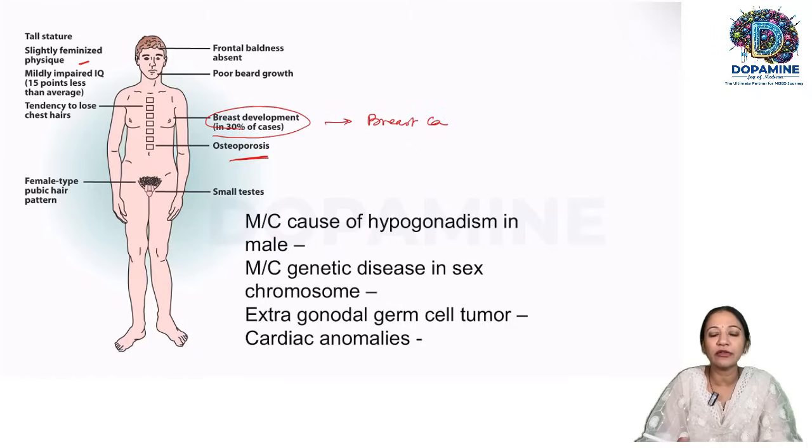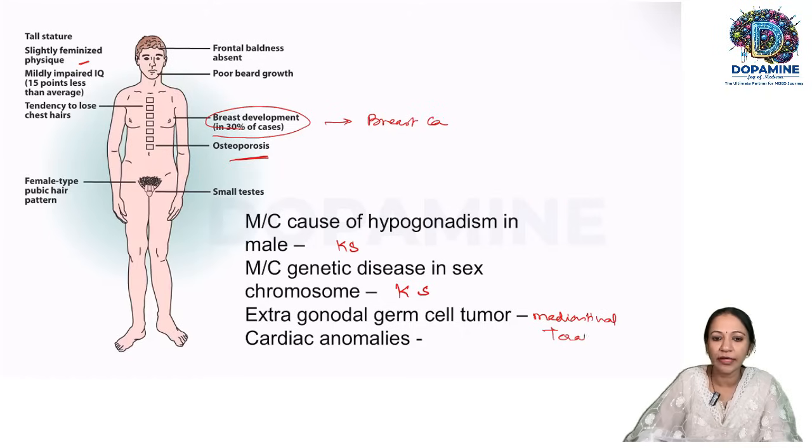So in Klinefelter syndrome, what are the possible more MCQs? What is the most common cause of hypogonadism in the male? Yes, it is Klinefelter syndrome. What is the most common genetic disease involving the sex chromosomes? It is again Klinefelter syndrome. And people with Klinefelter syndrome have a high risk of extragonadal germ cell tumors compared to normal people. So what is the most common extragonadal germ cell tumor in people with Klinefelter syndrome? It is mediastinal teratoma. Okay, remember it. Again, a potential source of MCQ.